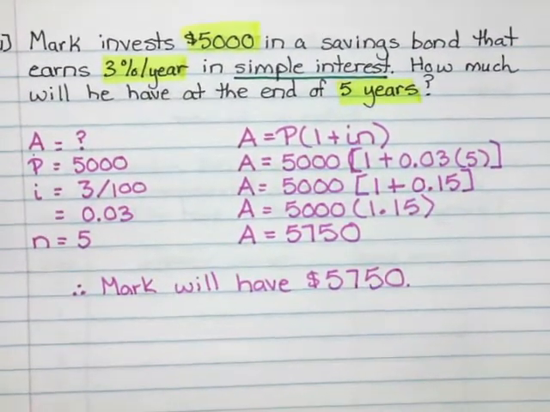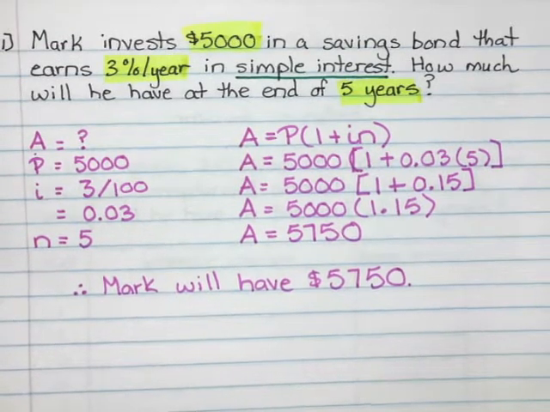He got $750 in interest. That's great. All right, if you need to see another example, we'll do one in a minute.